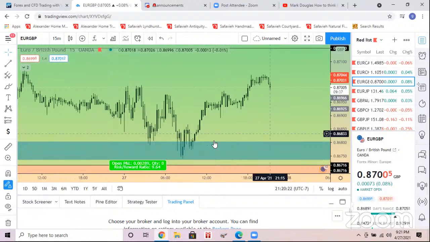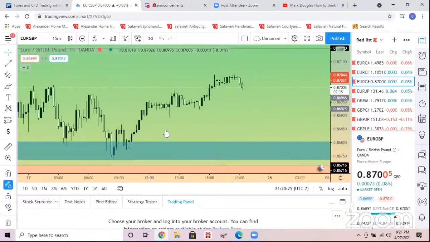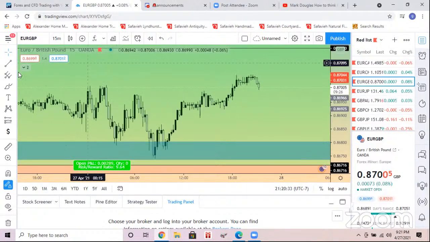So we can look for an entry. Thank you, Joe, for pointing this out. I don't know whether to take this one or this one. Let's see if there's some imbalance in here.